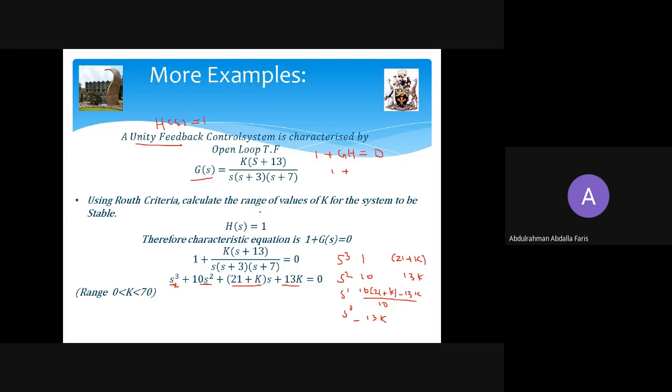So calculate the range of values of k for the system to be stable. What you can say is that for the system to be stable, all of these values in the column must be positive. If this is positive and that is positive, then for this to be stable, this value also needs to be positive. So 13k should be greater than 0, which means k should be greater than 0. That's one.